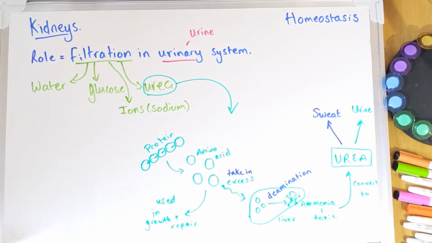Now, we can't control our sweat glands, so this is an uncontrolled loss of urea, and urine is a controlled loss of urea, but we'll look at controlled and uncontrolled in just a second. So make sure you've got this process down and that you're able to rattle it off as a little story, as bullet points in an exam.